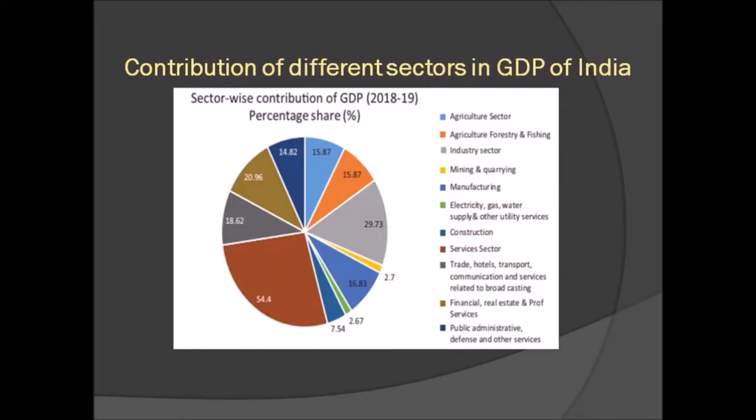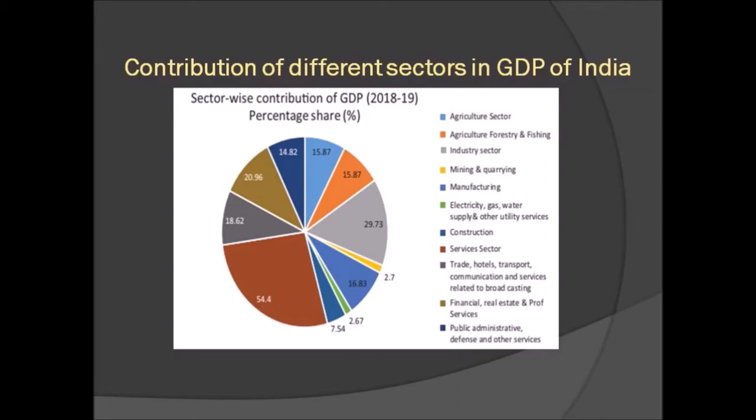Contribution of different sectors in GDP of India. As we already studied, there are many sectors like the service sector, manufacturing sector, mining sector, construction sector, agricultural sector, and public administration sector. Like this, there are many sectors in India. And now we will see the contribution of these sectors in the GDP of India.